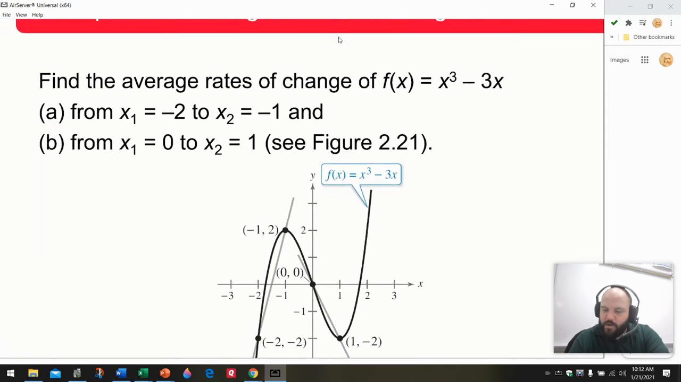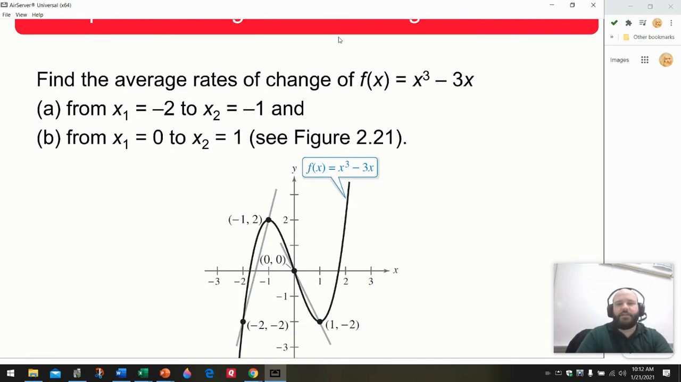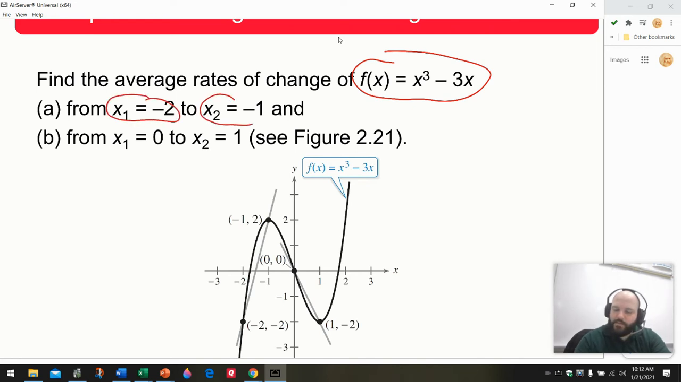So this particular problem would like us to find the average rate of change, and it gives us two different problems in one to do. So you can see they gave us the function f of x equals x cubed minus 3x, and they said find the average rate of change when x1 is negative 2 and x2 is negative 1. So remember, in order to find the average rate of change, it's the exact same thing as finding slope. In order to find slope, you have to have ordered pairs. So what we need to do is we actually need to find the y values that go along with these.